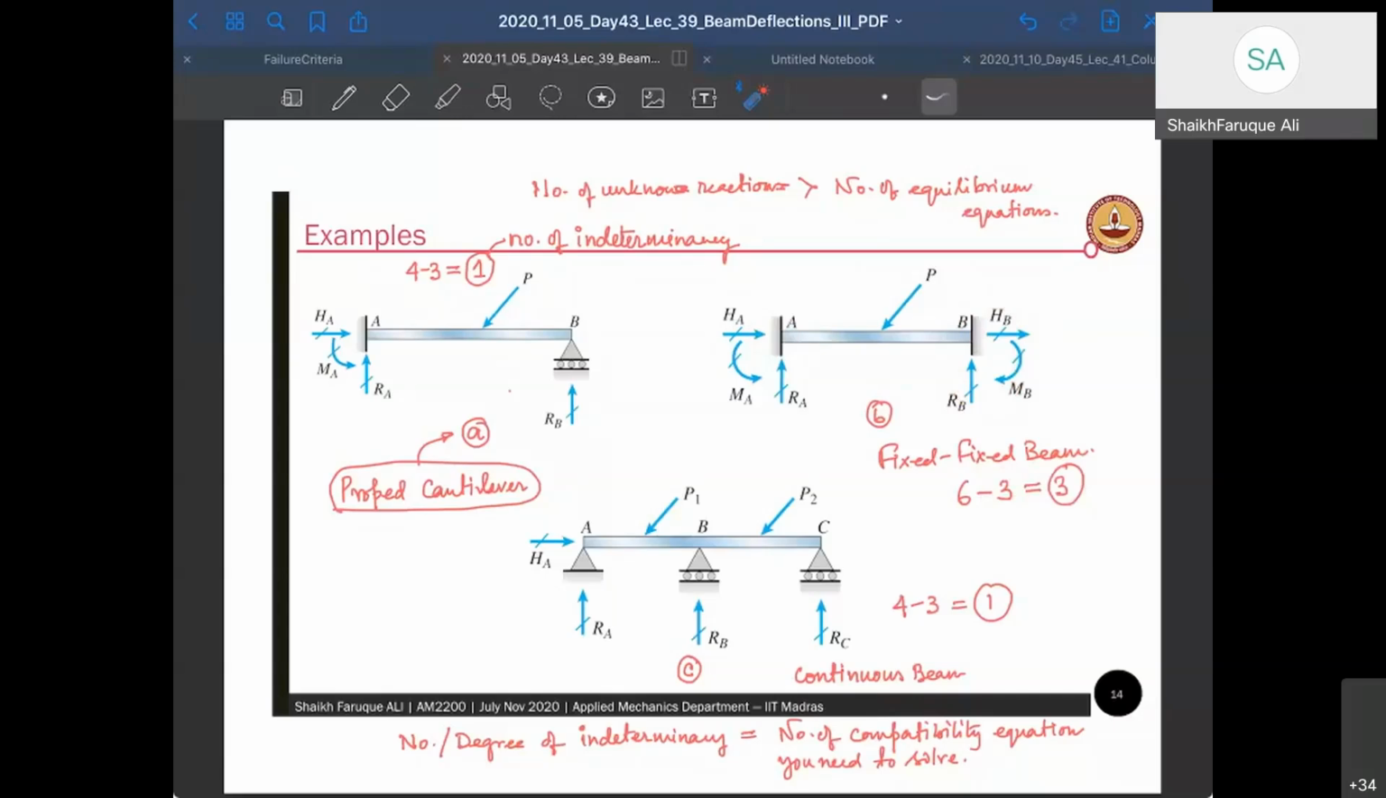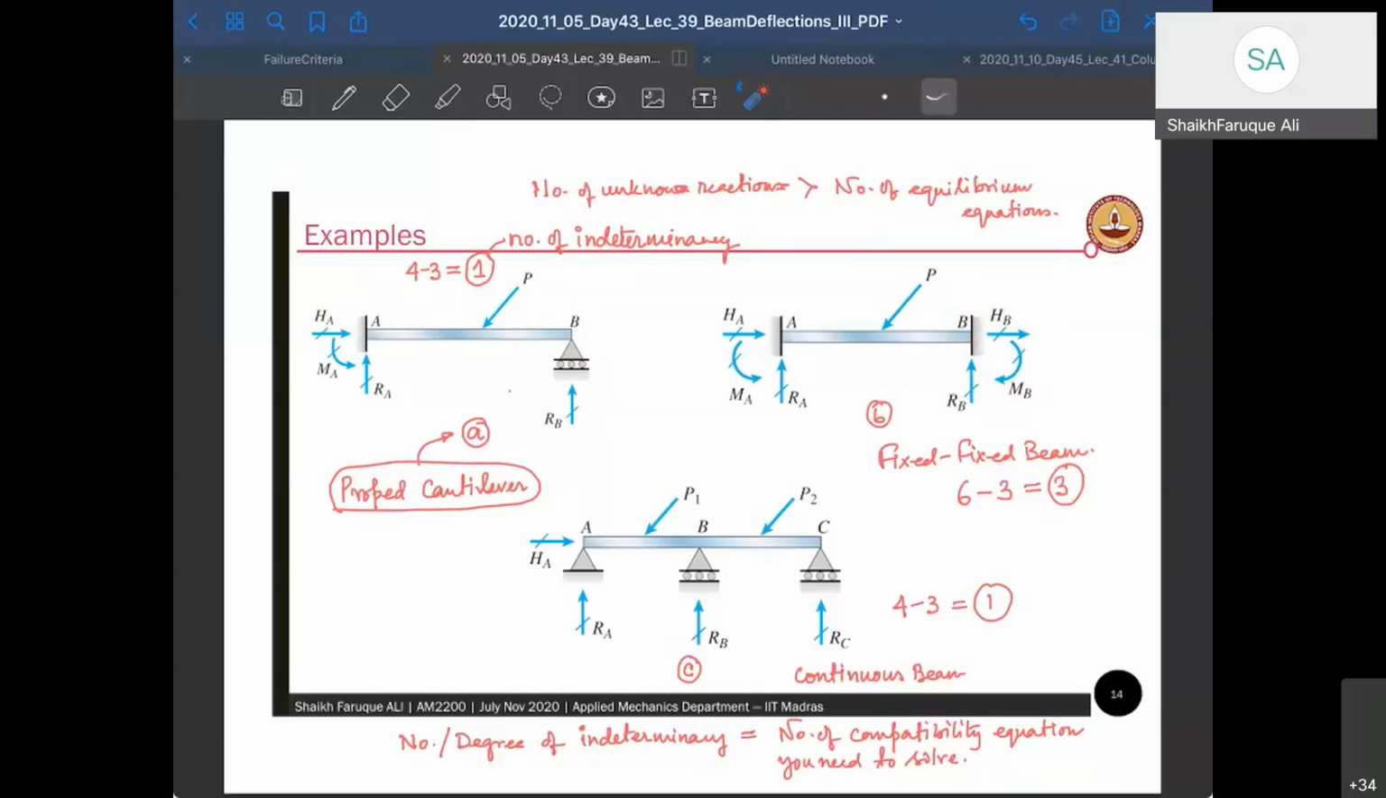What would be these extra equations? Moment at this point B is 0. Slope at this point B is 0. Deflection at this point B is 0, vertical deflection, and horizontal deflection also at this point B is 0. Okay, clear?